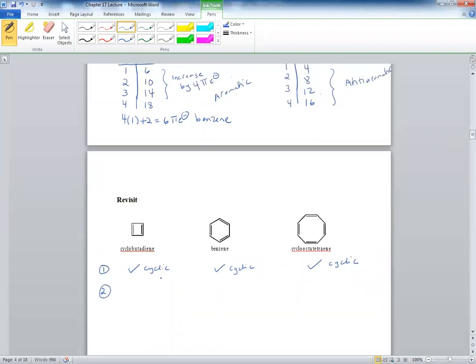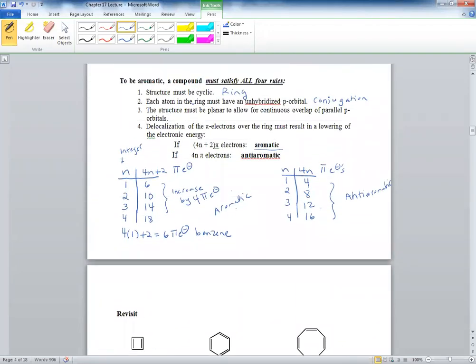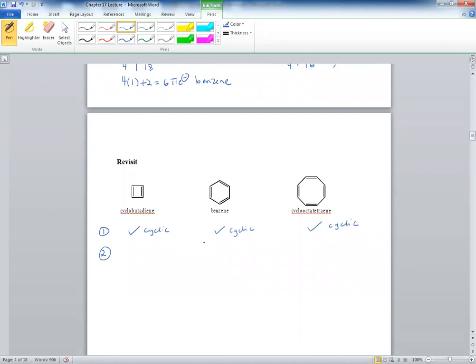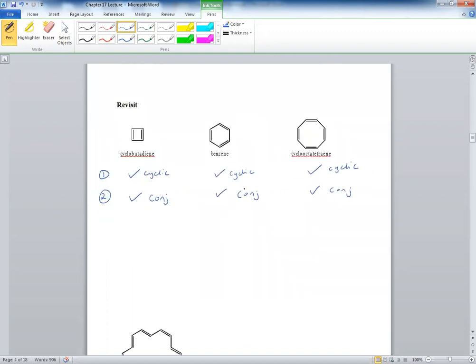Okay, criterion number 2. Each atom in the ring must have an unhybridized p orbital. Well, if we have a pi bond, if we have a double bond, that means we do have conjugation. So in this case, yes, this is conjugated, and this is conjugated as well. You see a p orbital. Again, go back to chapter 16 and review that if you still need help.